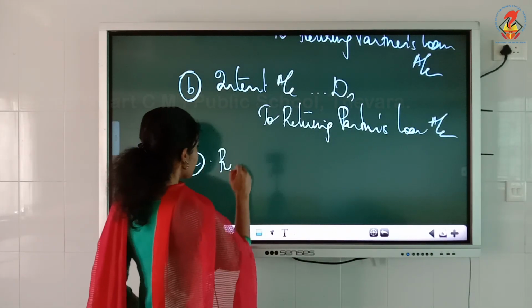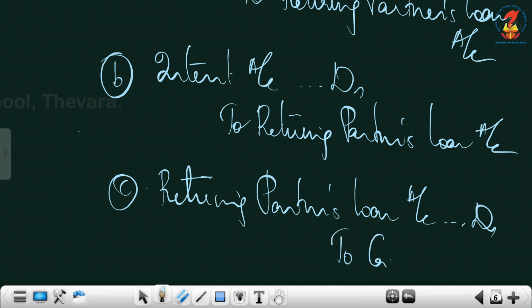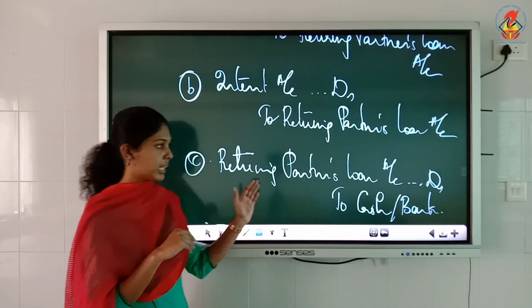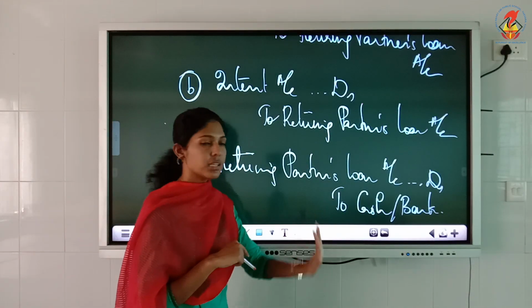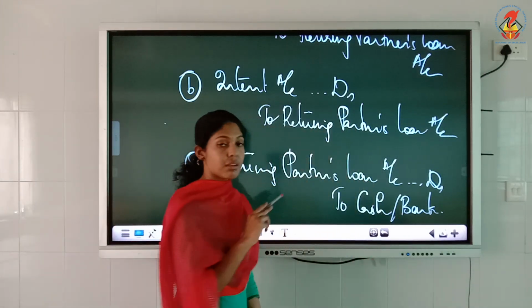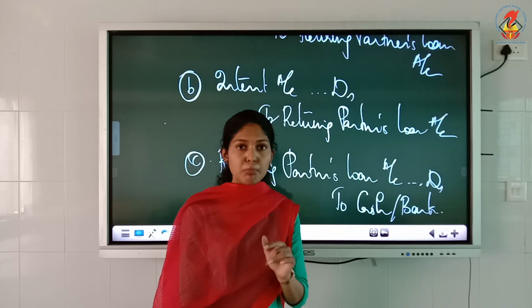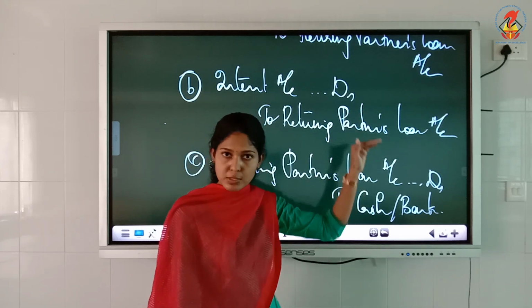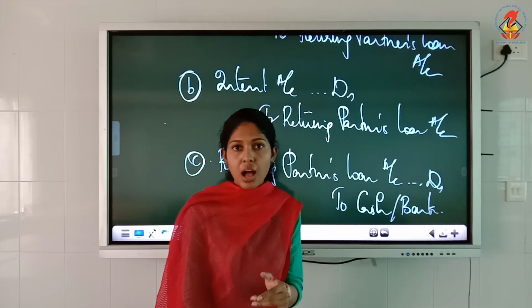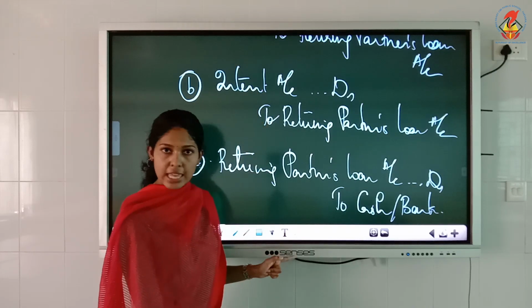So, final journal entry will be retiring partners loan account debtor to cash or bank. Okay, that means finally we settled their account. So, it is retiring partners loan debtor to cash or bank. So, these are the 3 entries which you must remember when you do in installments. If nothing is mentioned, we will be transferring to loan, but we haven't posted any of these entries before because nowhere they asked you to do retiring partners loan. These entries will be posted only in retiring partners loan.